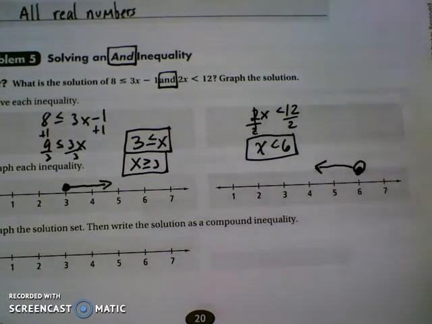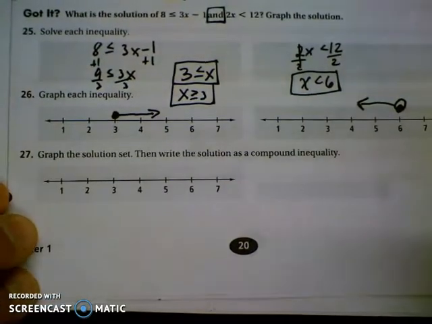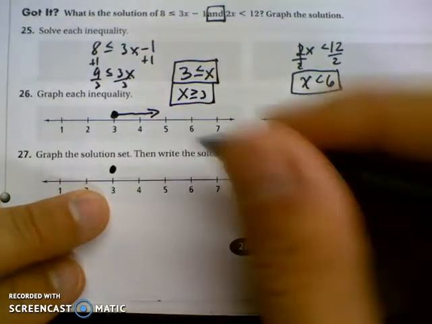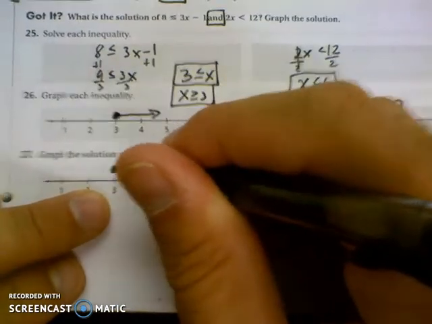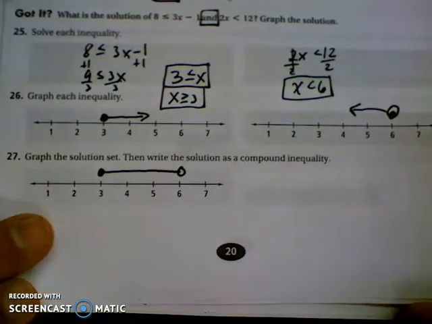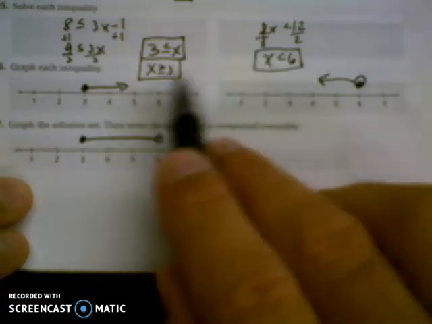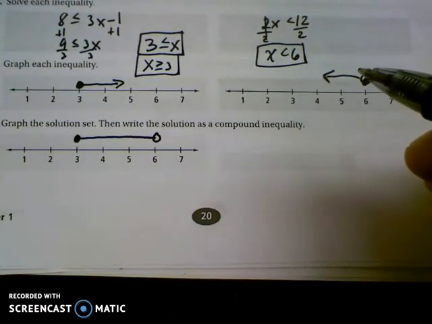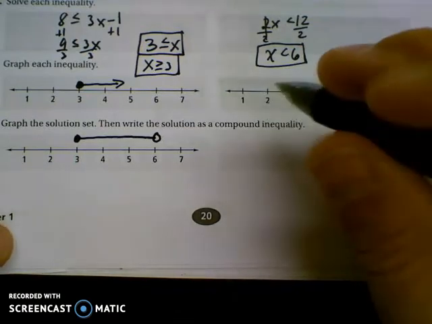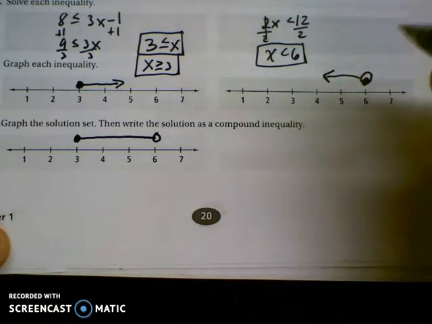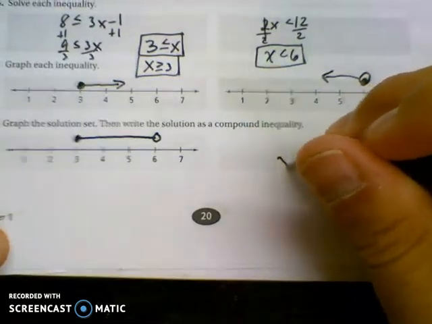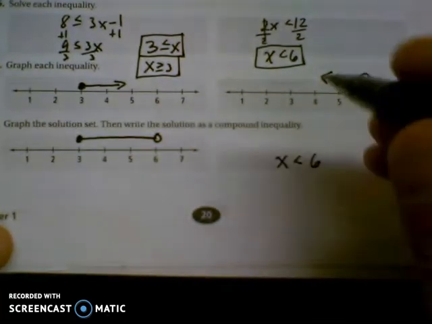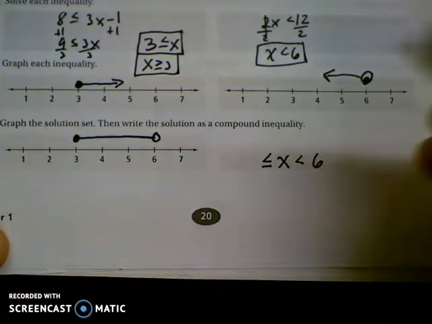And now when it says the word AND, you need to combine both those graphs. So we're going to combine them both. So 3 is here and 6 is here. We're going to connect them. Now we're going to combine these two to make it look like this. I'm going to put x in the middle both times, so x is going to be in the middle, no matter what, is less than 6, but at the same time, greater than or equal to 3.